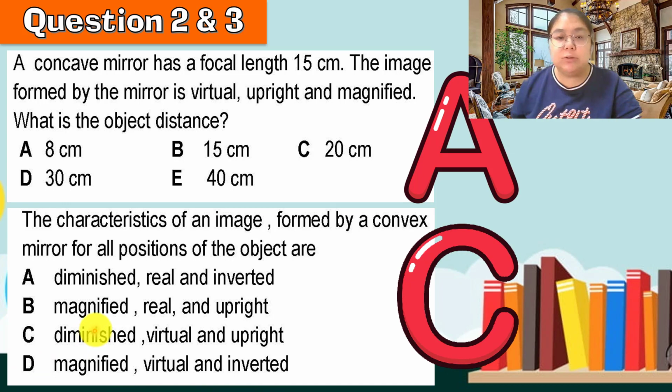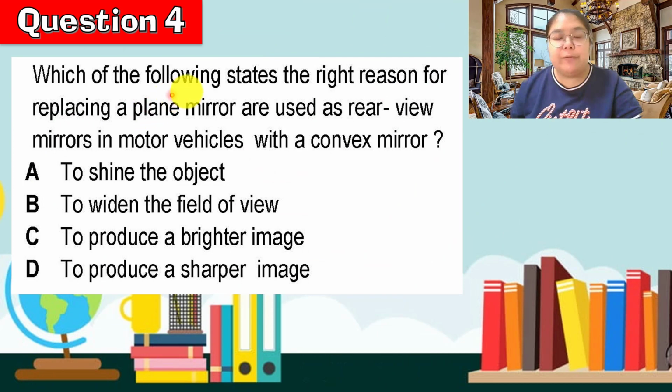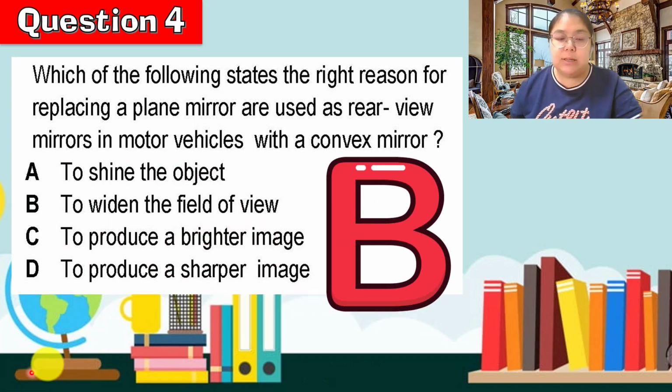Okay, then we continue to question number 4. They state the right reason for replacing the plane mirror used as a rear view mirror in a motor vehicle with a convex mirror. Why do we use the plane mirror, but want to replace it with the convex mirror? Importantly, a convex mirror can view more area. So from here, the answer must be B, to widen the field of view. Okay, the answer is B. Then we continue.